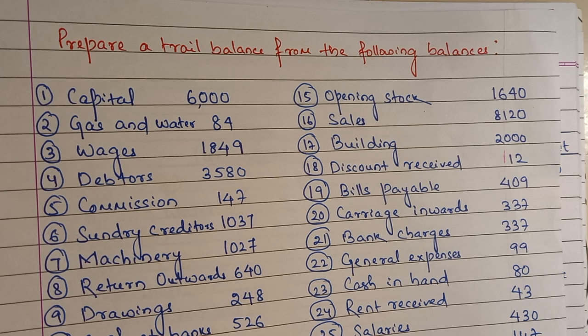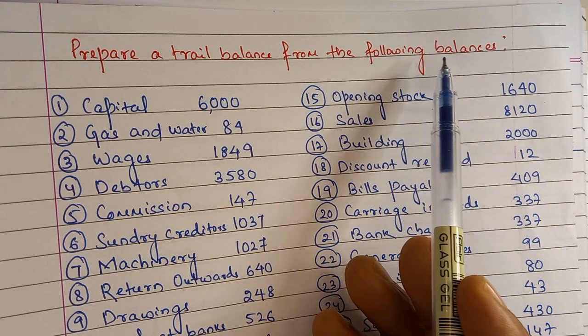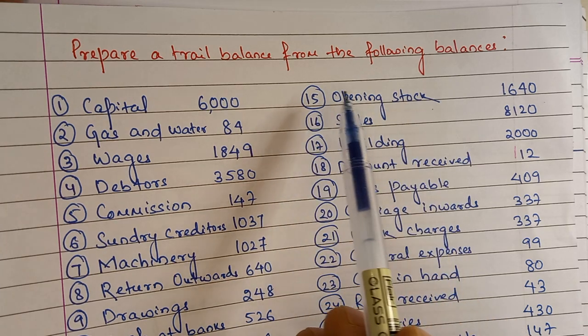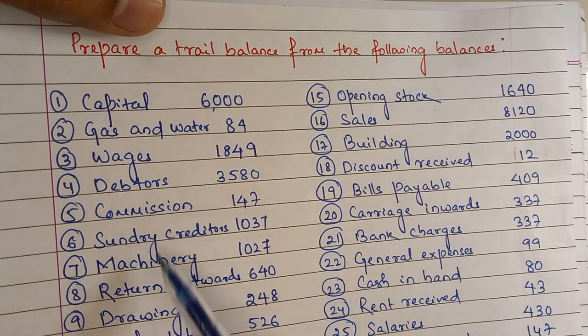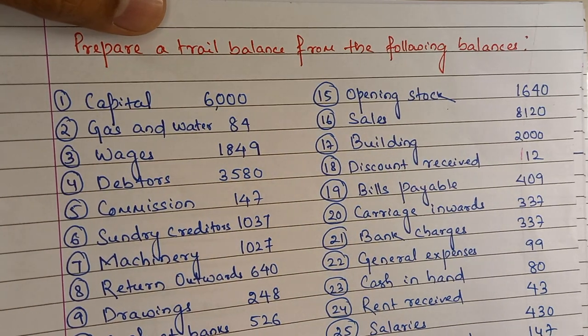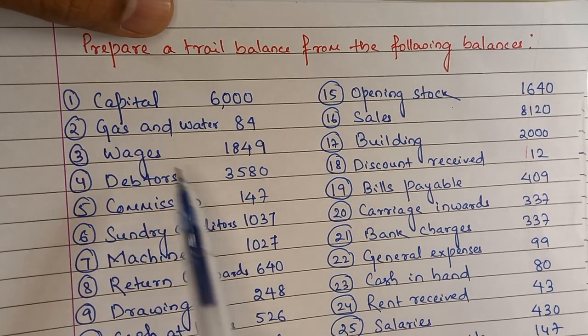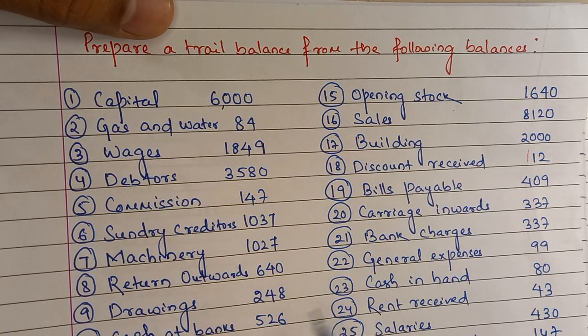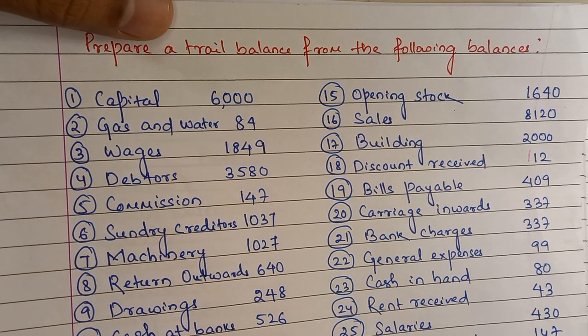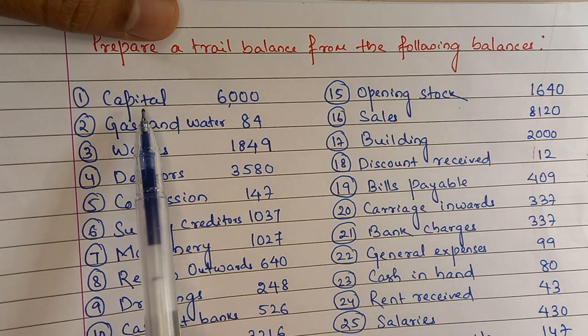Now let's quickly solve a problem. Prepare a trial balance from the following balances. So you can see here there are different items, 27 items. I'll just read them out. I'll not talk about how they are to be treated; when I do the solution, I'll talk about that. So what items do you have?